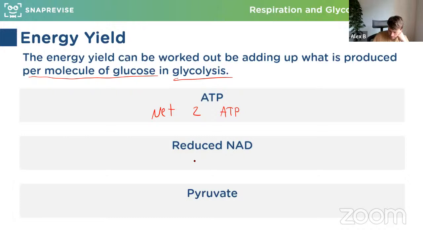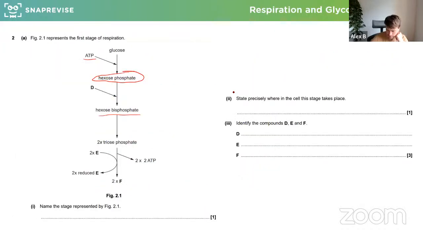Yeah, 2 of these and 2 of these. So it's actually nice and easy. Just 2, 2, and 2, if you're going for net. So nice and easy to remember. So let's try a question again. So what's the name of this stage?